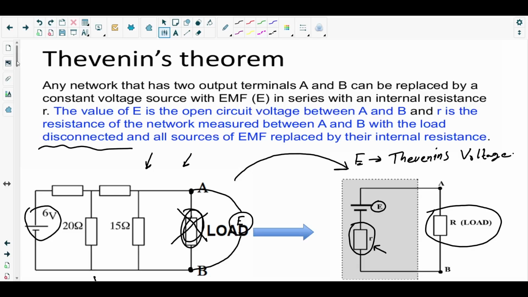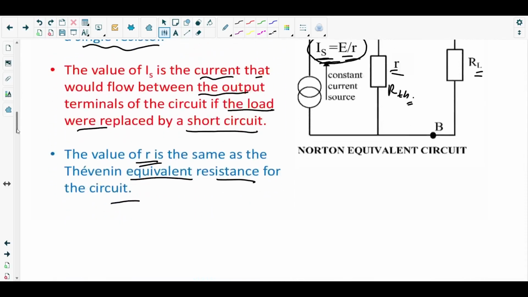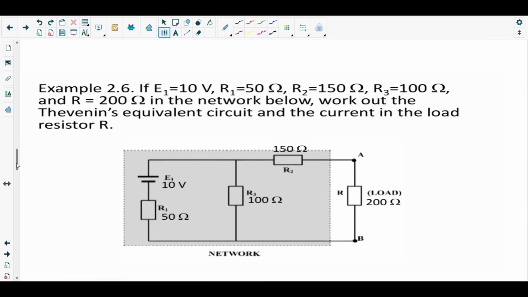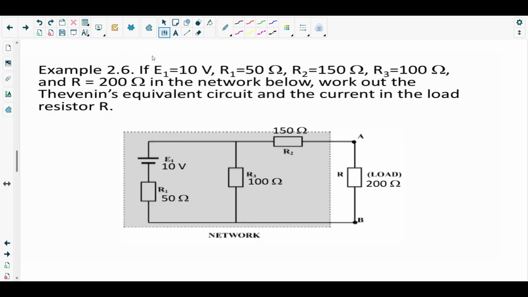Okay, so right at first, I picked up a simple example. That's example 2.6. So that's the circuit you can see. The circuit has an EMF source of 10 volts, the resistance R1 is 50 ohms, R2 is 150 ohms, R3 is 100 ohms. You can see on the diagram. And the load resistor R is 200 ohms. Okay, so the question is asking to find the Thevenin's equivalent circuit and the current in the load resistor R.